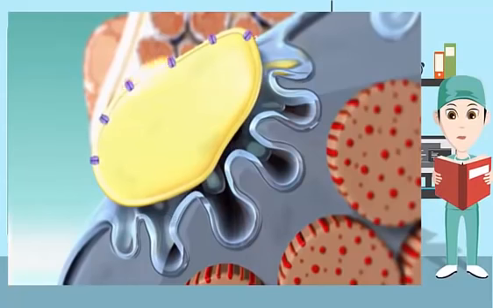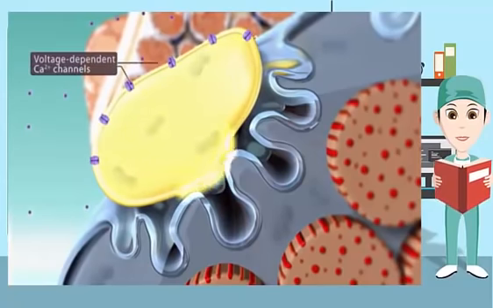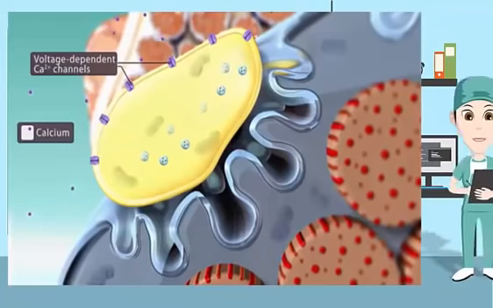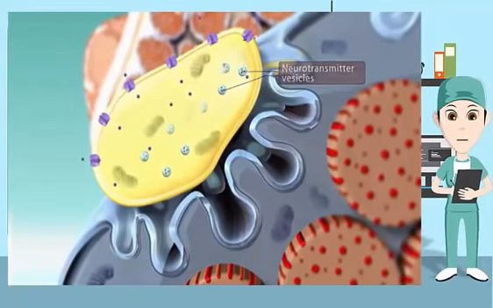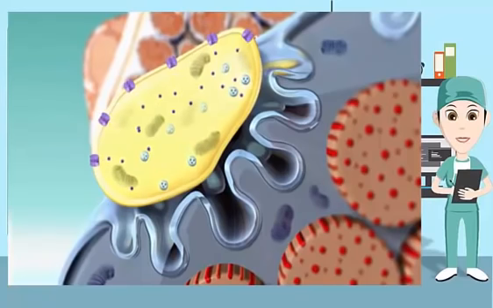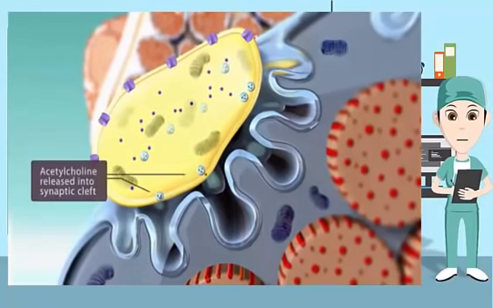Once the electrical impulse arrives at the end of the motor neuron, voltage-dependent calcium ion channels open, thereby allowing calcium to enter the neuron. This increase in intracellular calcium causes the release of neurotransmitter acetylcholine into the synaptic cleft.